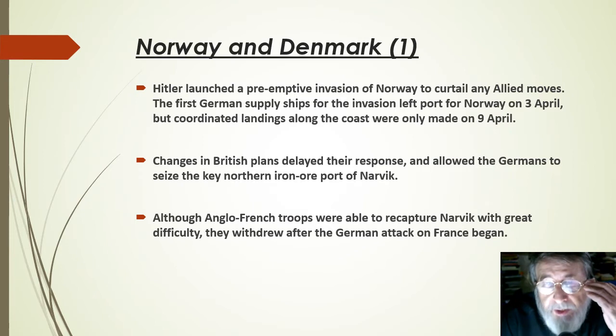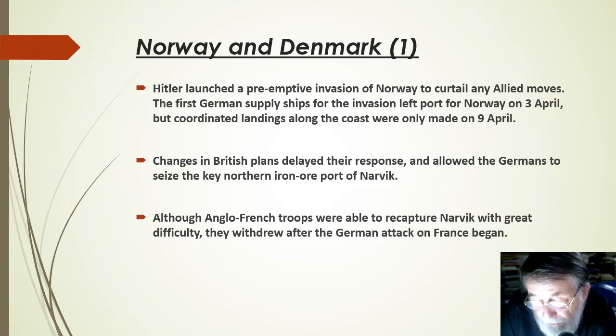As I mentioned in the previous video, the British and French were already considering ways in which they could disrupt the German supplies of iron ore from Sweden, but their planning hadn't got very far. Instead, Hitler acted first with a preemptive invasion of Norway. German supply ships left German ports for Norway on the 3rd of April, and 4 fast warships followed with troops on board on the 6th.